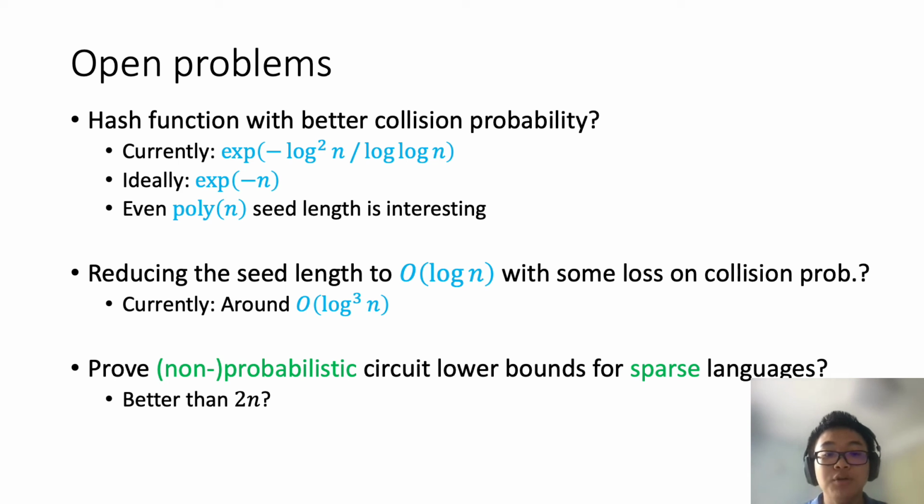Second, can we reduce the seed length to O(log n) if we tolerate some loss on the collision probability? Our current construction needs around log cubed seed length even with constant collision probability. Third, can we prove a better than 2n non-probabilistic circuit lower bound for sparse languages? This will complement the hardness amplification results.